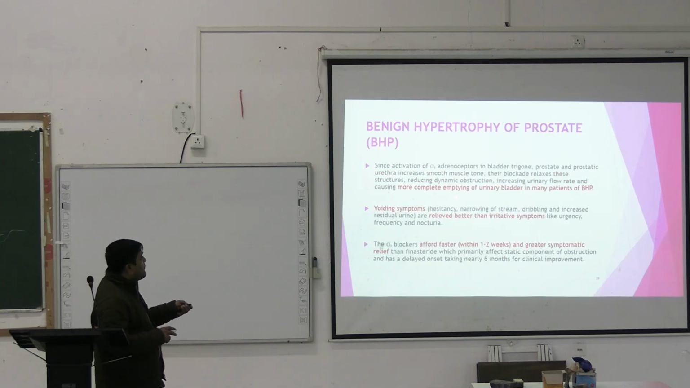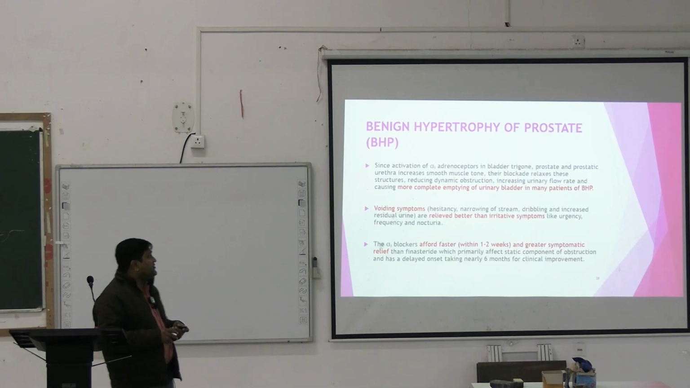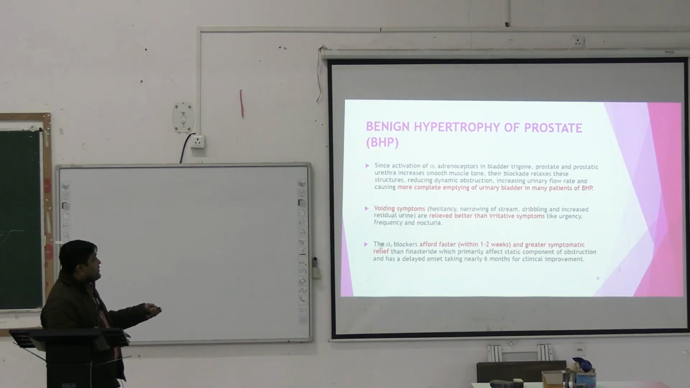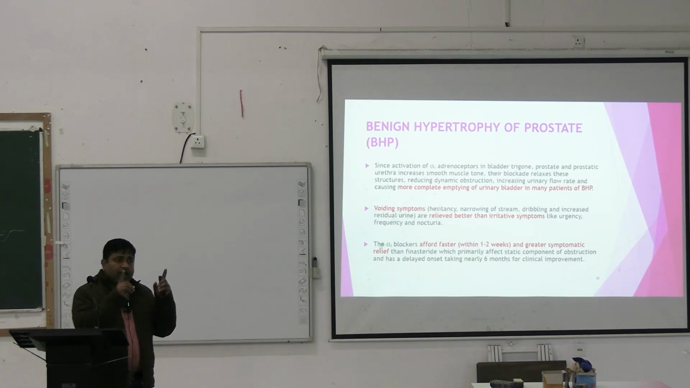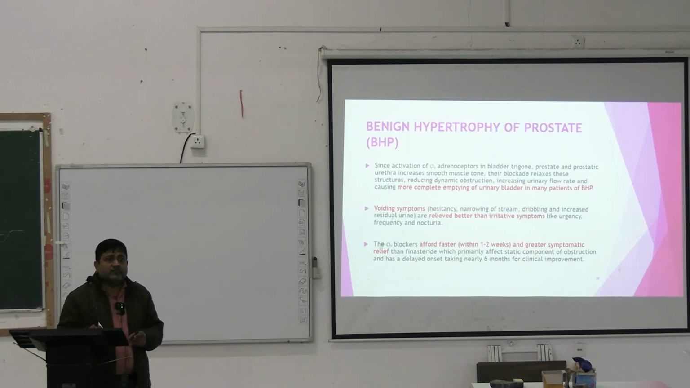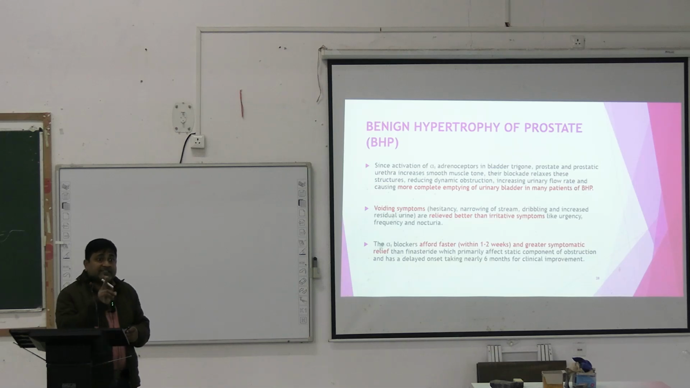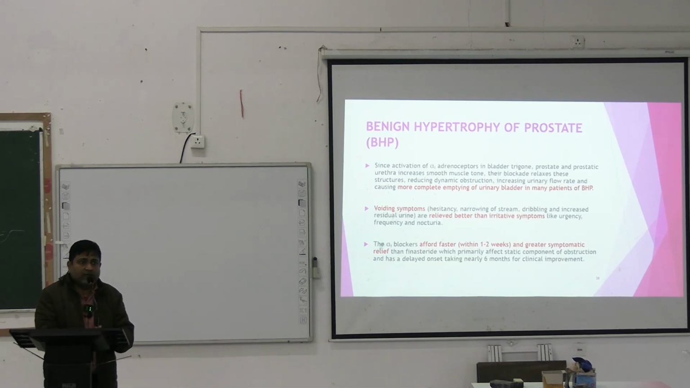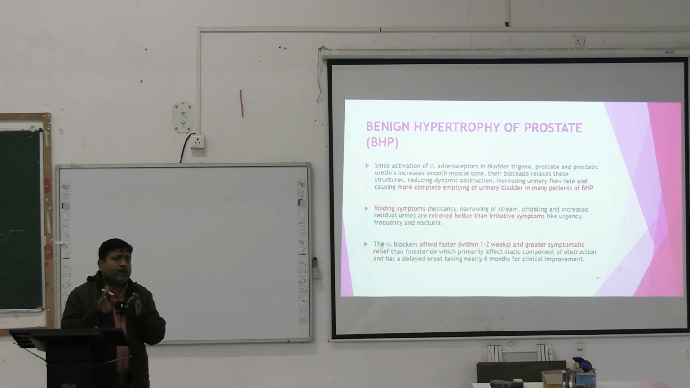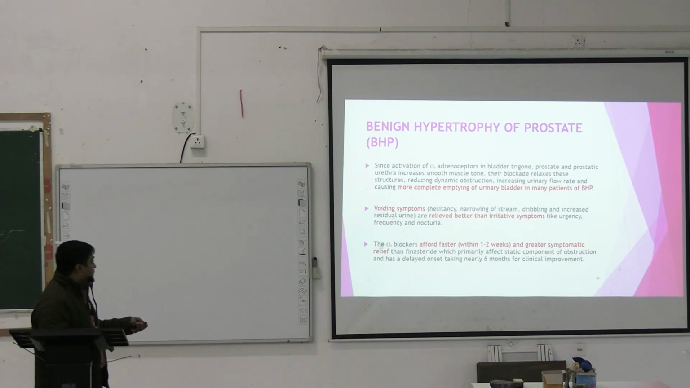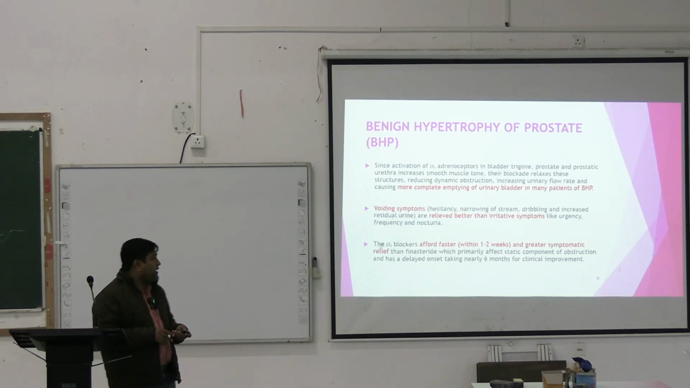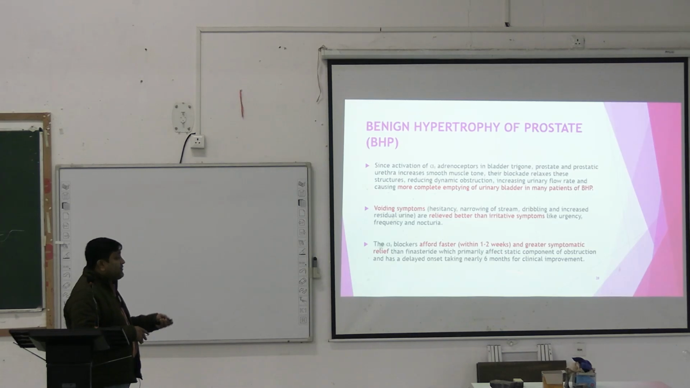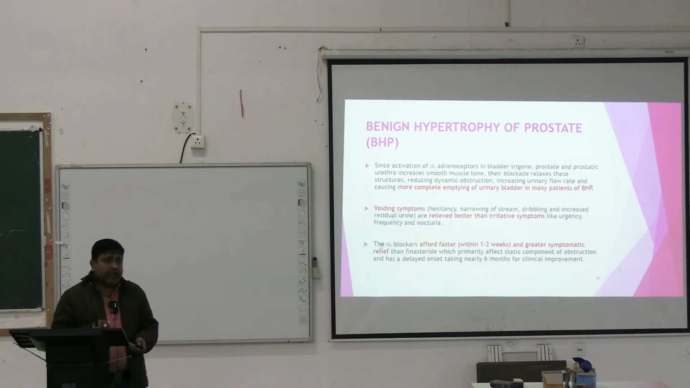They are helpful in more complete emptying of urinary bladder in patients of BHP. Voiding symptoms are relieved better than irritative symptoms. The effect with the alpha blockers is seen within 1 to 2 weeks of start of therapy, but lasts only till the drug is given. When the drug is stopped, the improvement is not seen. So the alpha-1 blockers afford faster and greater symptomatic relief than 5-alpha reductase inhibitors. While 5-alpha reductase inhibitors take some time, at least 6 months, to see the improvement in the prostatic size.